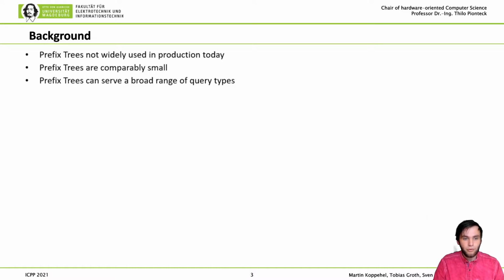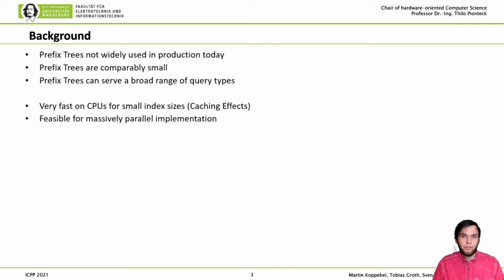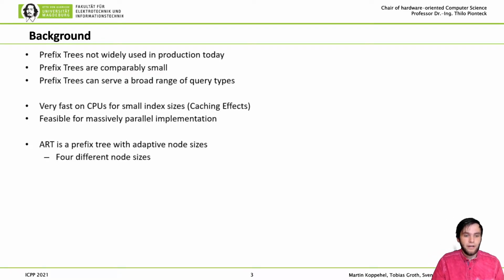Compared to a B tree or a hash table, those are comparably small and can serve a broad range of query types, for example, range and approximate queries. A significant drawback of prefix trees is that exact queries are pretty slow compared to hash tables, and that is what we wanted to optimize here. As almost every index structure, prefix trees can be implemented very efficiently on modern CPUs because of the super fast caching effects, and they are feasible for massively parallel implementation.